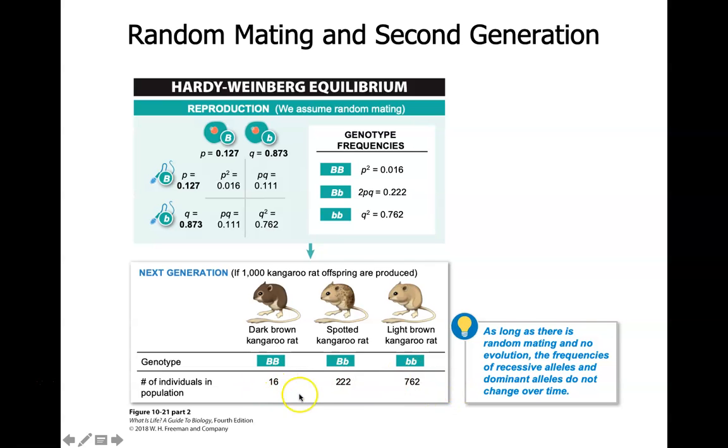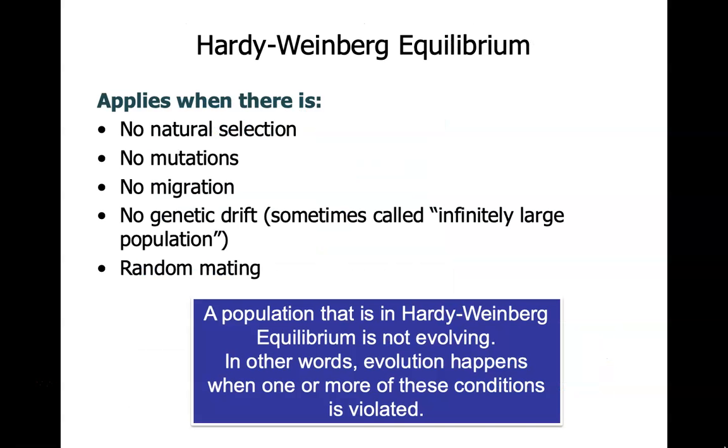No, they haven't. You can see that they're the same as the previous population. That means that there is no evolution occurring in this population. So let's talk about Hardy-Weinberg equilibrium and what this means. Hardy-Weinberg equilibrium says that the population is not evolving. The population does not evolve if there's no natural selection, no mutations, no migration, no genetic drift, and there's random mating, meaning there's no sexual selection happening.